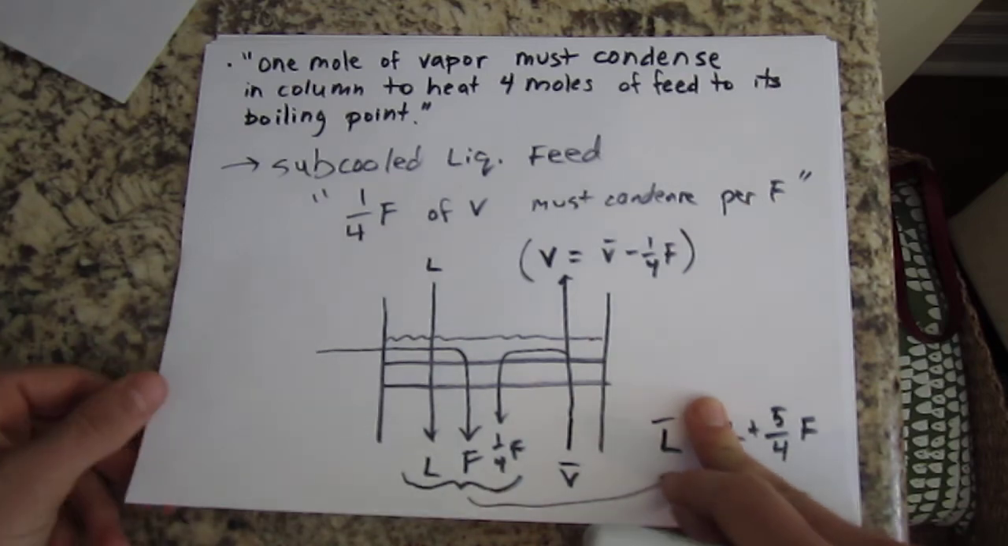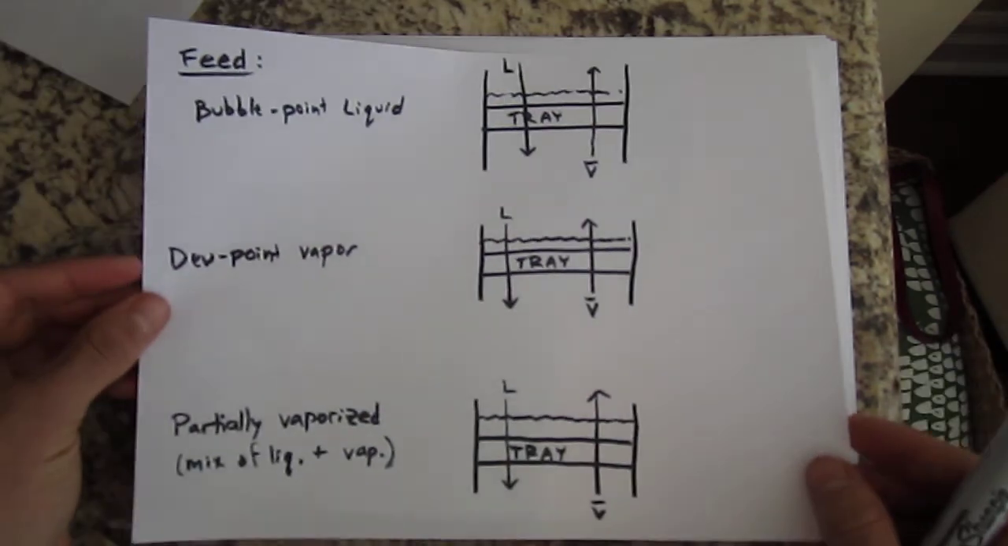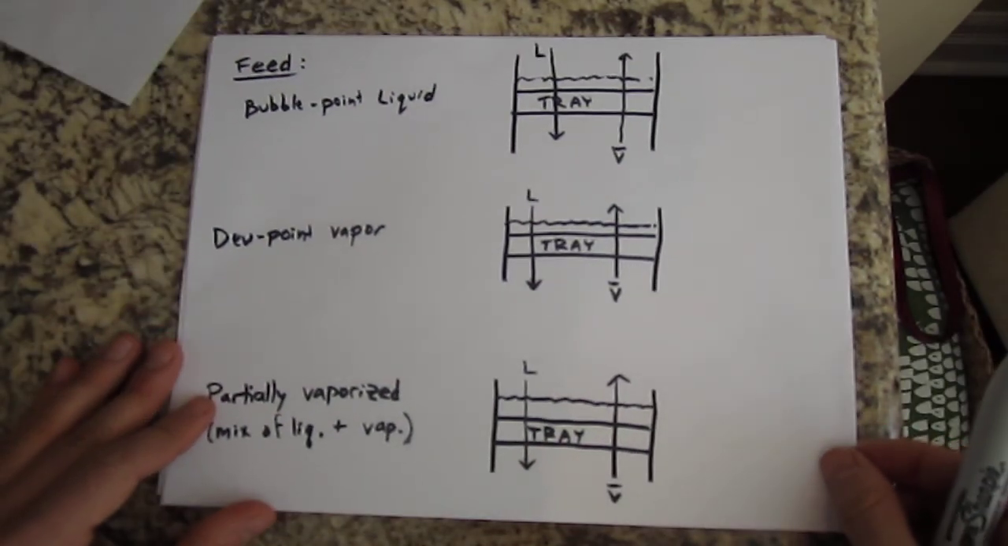So there's only 3 more possibilities of what the feed could be, so I figured I might as well talk about all of them.